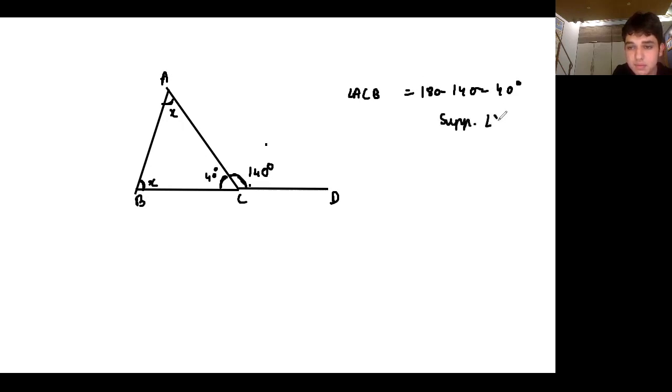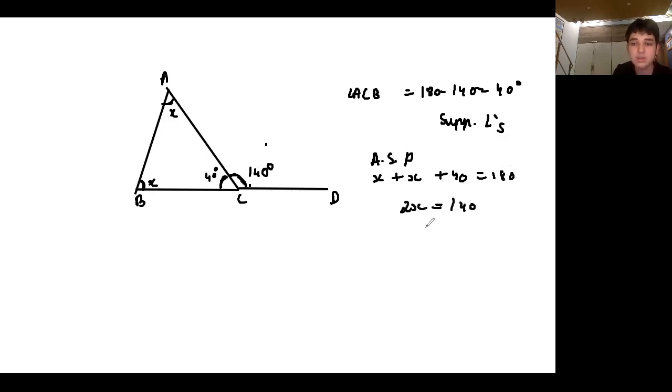All right. So now we know that this is 40. Now you will use your angle sum property of a triangle. All right. So therefore, all three angles will be equal to 180. And that means that x plus x plus 40 will be equal to 180. Right. So that means 2x will be equal to 140. So that means x will be equal to 70 degrees.